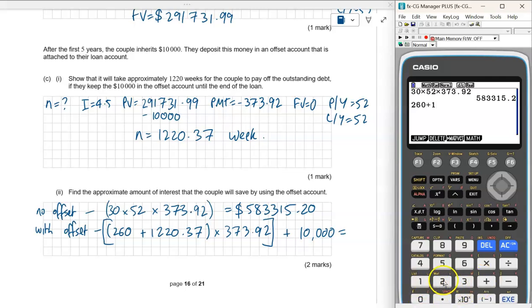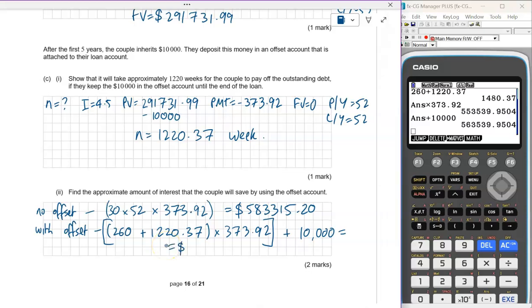With the offset account, it works out to be 260 plus our 1,220.37 payments of 373.92. Now we're going to add the $10,000 to that cost of the loan, which gives us a total cost of that loan of $563,539.96. Again, we're going to round that up.